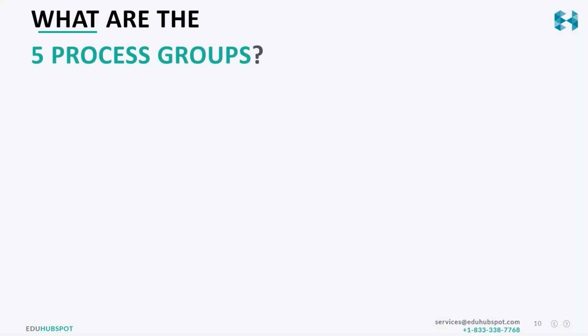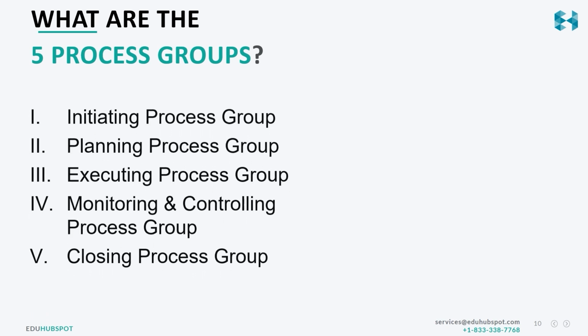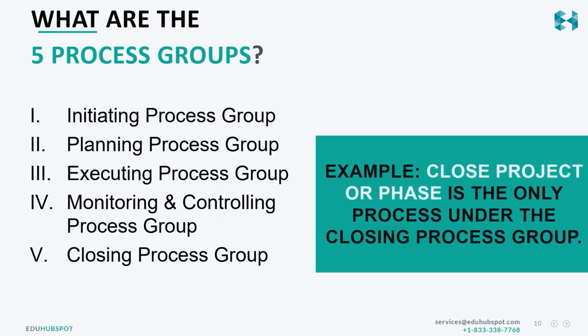Now, PMBOK says that there are 5 process groups. Now, what are those 5 process groups? First, it is your initiating process group. When you start something, like before you even start a project, you ask this question to yourself: why are you even doing this project? I am doing this pizza project because I don't want my son to eat a pizza from outside. I don't know what all they put on my pizza.